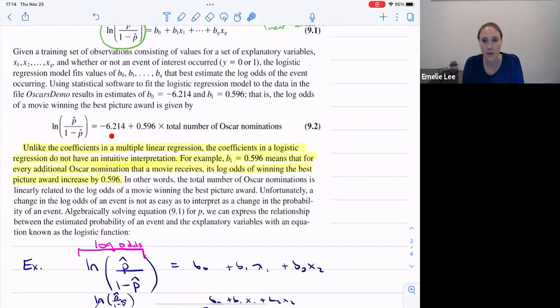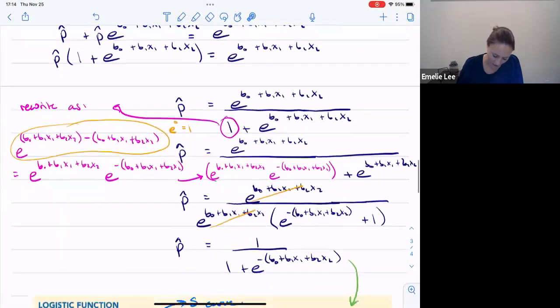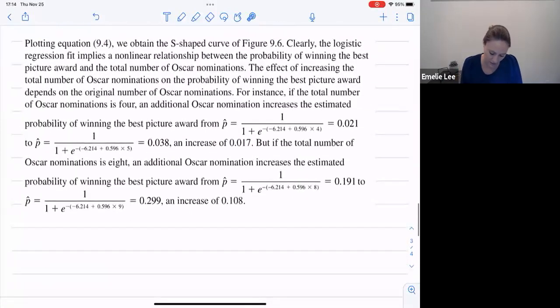So this is the model that we built on the log odds, and that's what we're using in our p hat. Here we can find the probability of winning if we have 4 nominations is 0.021, not very good. And if we increase to 5 nominations, it increases to 0.038. So now we're on this S curve, and we see an increase of 0.017. That's not a number that's in our formula anywhere, so that's not what we're used to, but that's how this nonlinear relationship works.